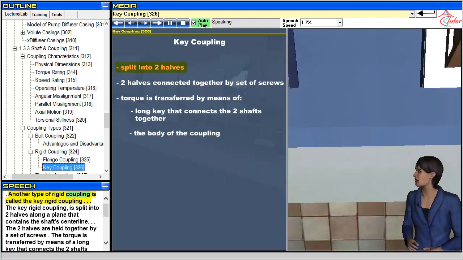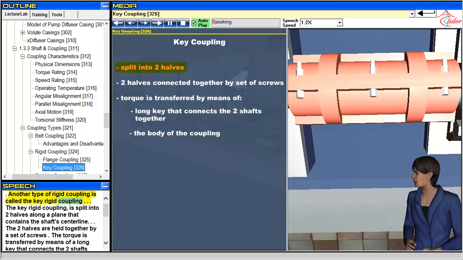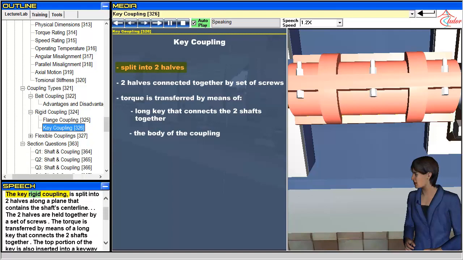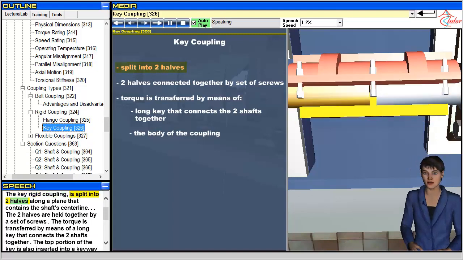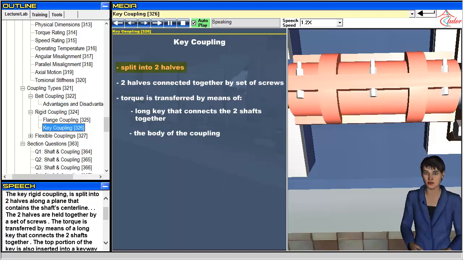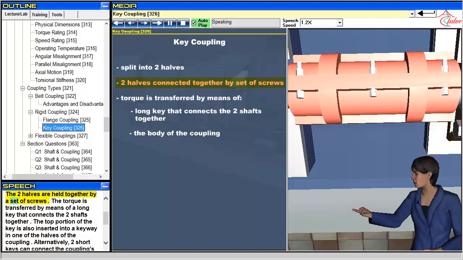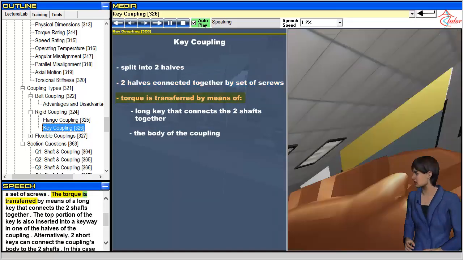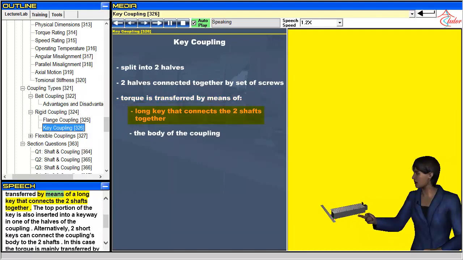Another type of rigid coupling is called the key-rigid coupling. The key-rigid coupling is split into two halves along a plane that contains the shaft's center line. The two halves are held together by a set of screws. The torque is transferred by means of a long key that connects the two shafts together.